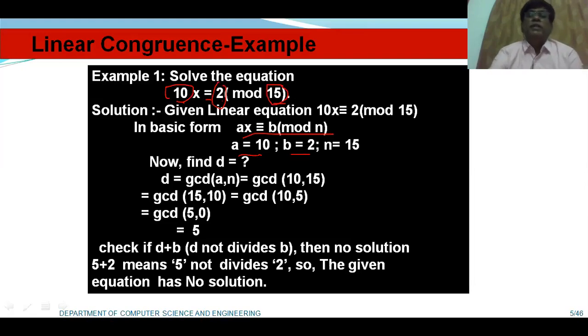Now find the d, the greatest common divisor of a and n. So d is equal to the greatest common divisor of a comma n. This is equal to GCD of 10 comma 15. This can be written as GCD of 15 comma 10, reversed. In the first step, what is the remainder after dividing 15 by 10? 5. Then this is equal to GCD of 10 comma 5. Write down this 5 here.